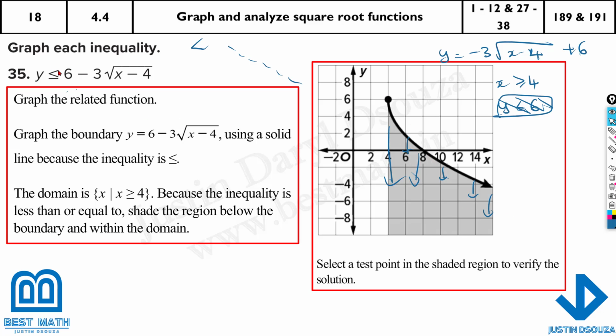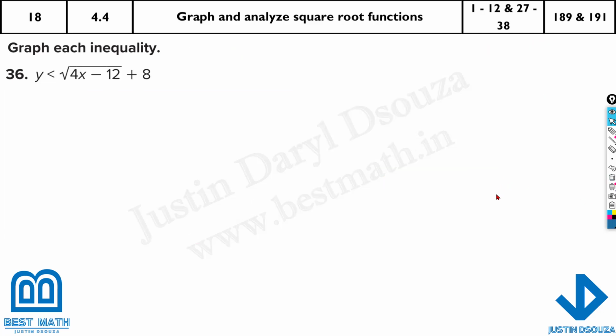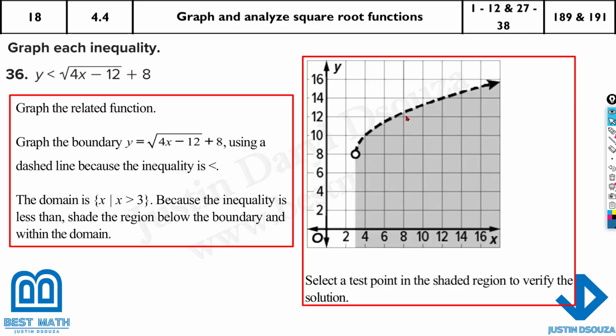So what you can do is use the calculator. Easily you can find the correct graph. And then see, it's less than or equal to, so it should be a straight line and it should go downwards. This is the correct answer. Let's see another problem. Here, it's less than only, so it should be a dotted line. Your final answer will be a dotted line.